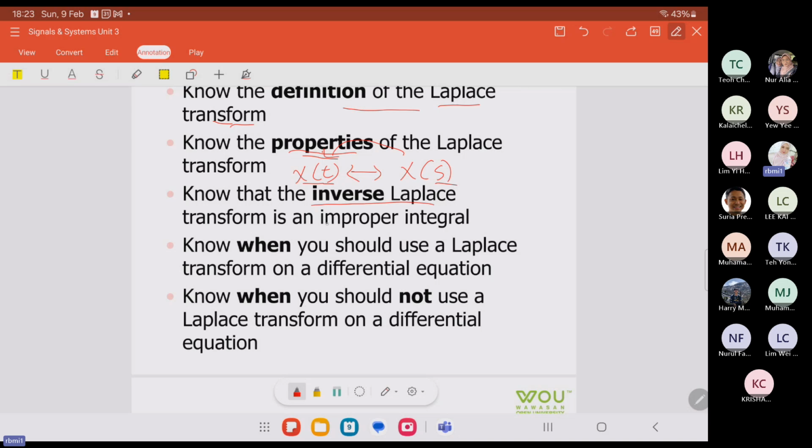And for the properties, we have linearity, time shifting, and frequency shifting. Actually, we can relate them with the properties of the signals. We have the initial and final values that we need to apply, and also time differentiation and time integration. And we need to know where we can apply them and why we cannot apply them. For certain conditions, they cannot be applied.